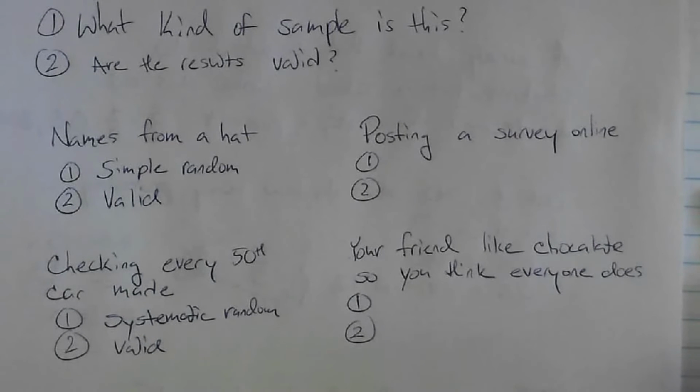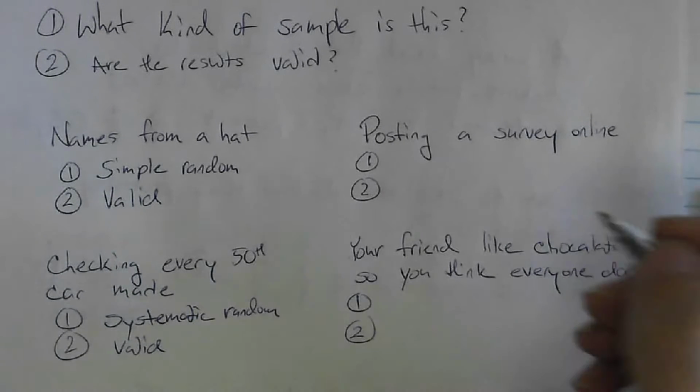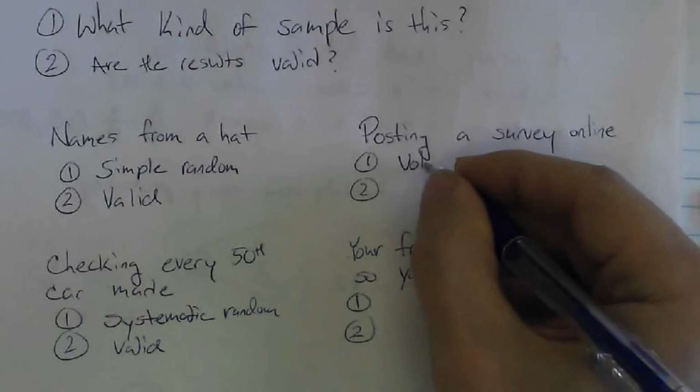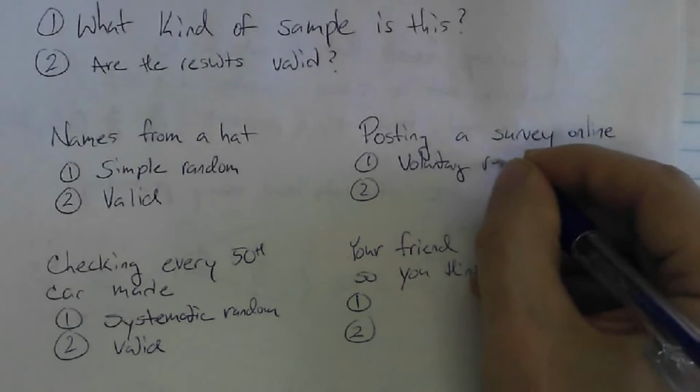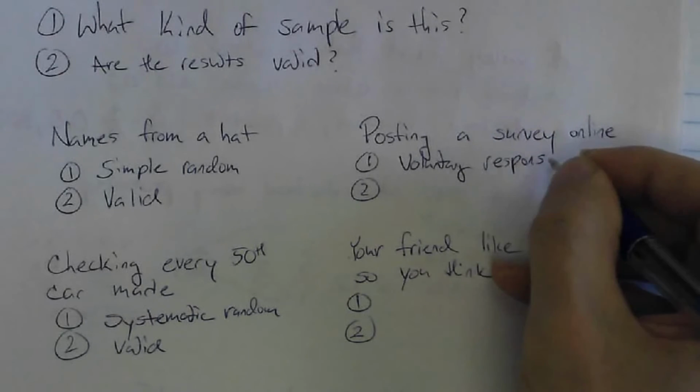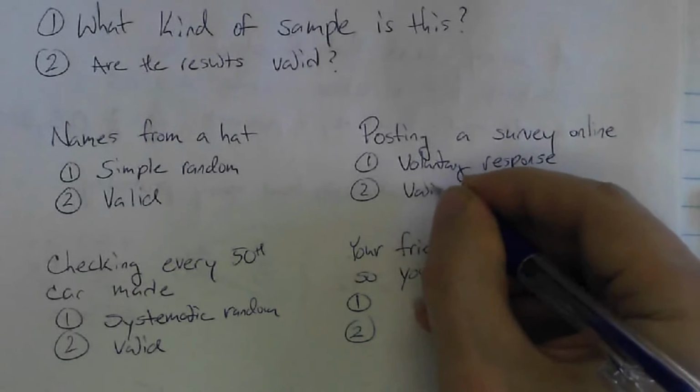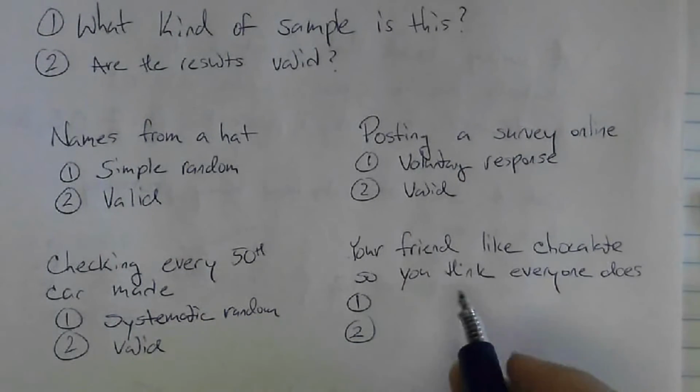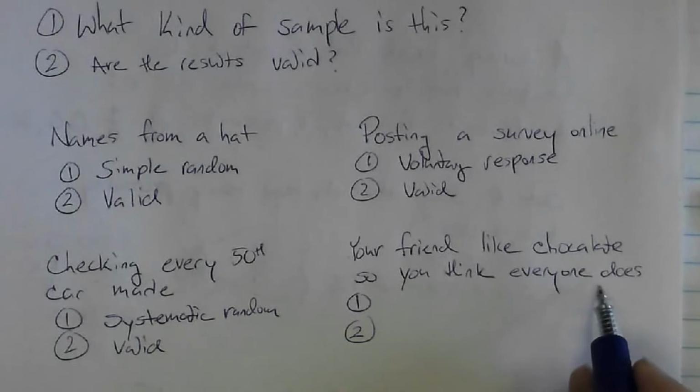If you post a survey online and just wait for people to post answers, this is voluntary response, and voluntary response, we do not consider these results to be valid. Next one, your friends like chocolate, so you think everybody else does. This is a convenience sample.